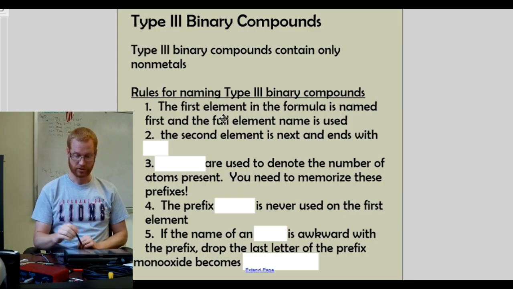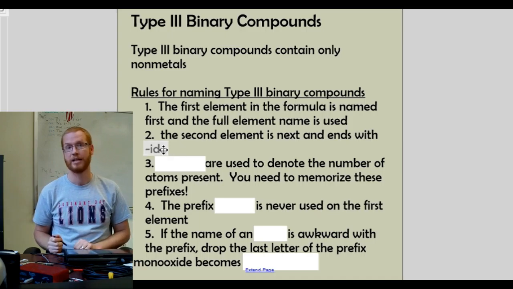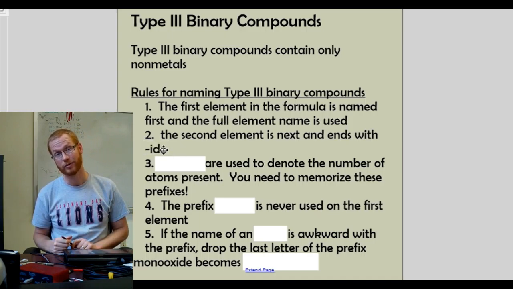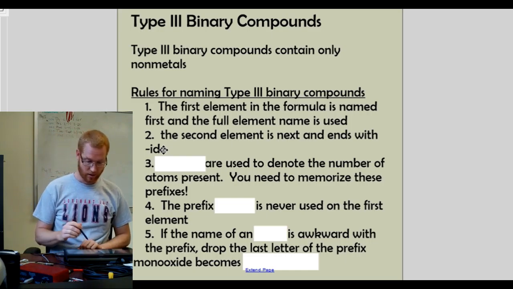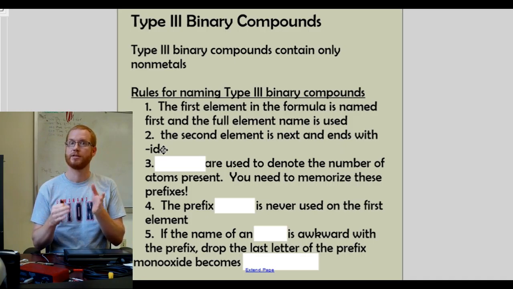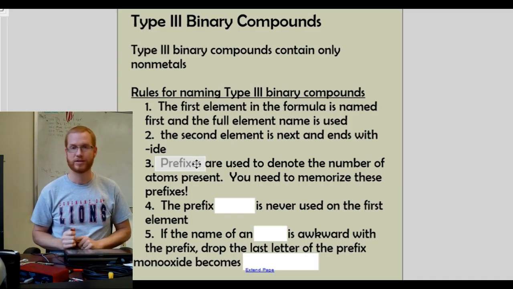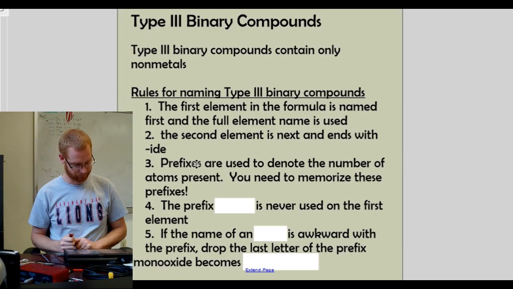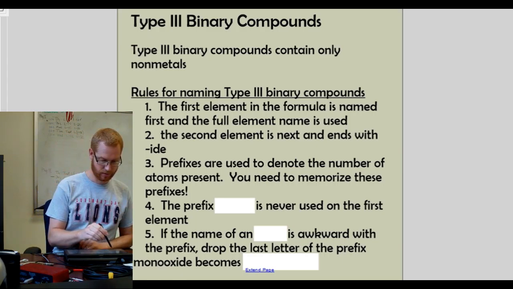All right? You put the second element second. Man, this is hard so far, isn't it? Put the second element second, and it ends with IDE. Sounds pretty familiar to this point, right? Here's where it kind of veers off. Because you don't have charges, you have to be told what the formula is in the name. And so what we have is a series of prefixes that tell you what the formula is.